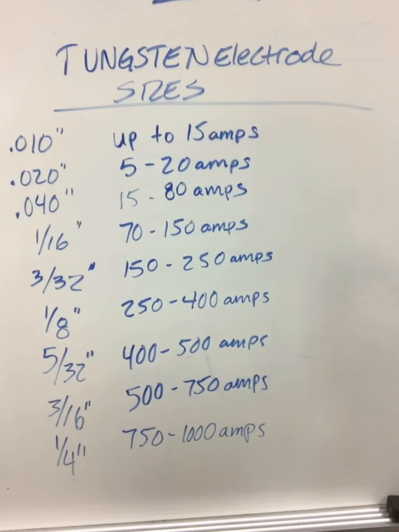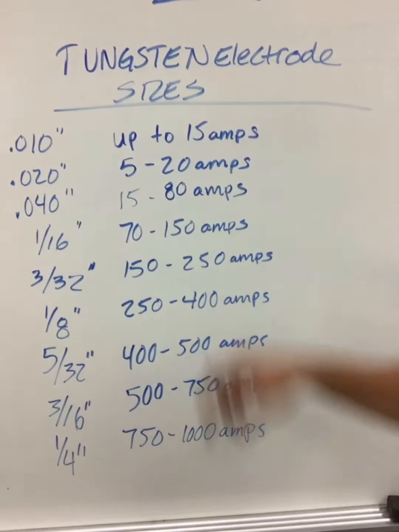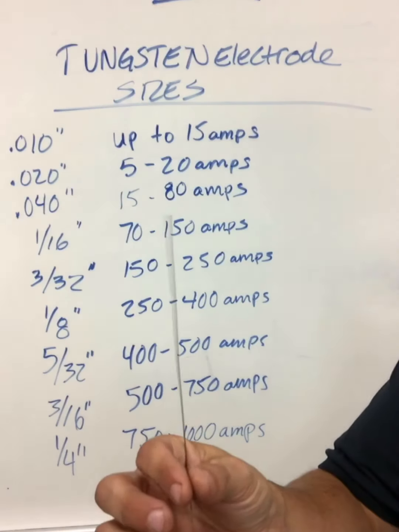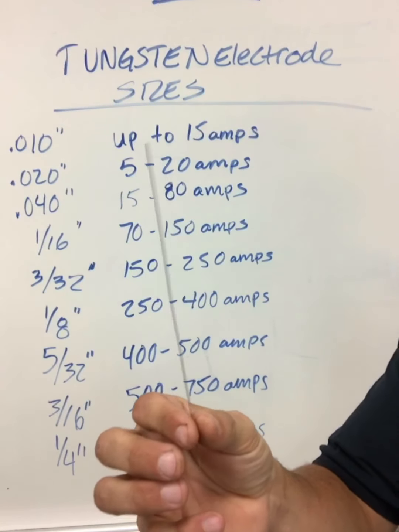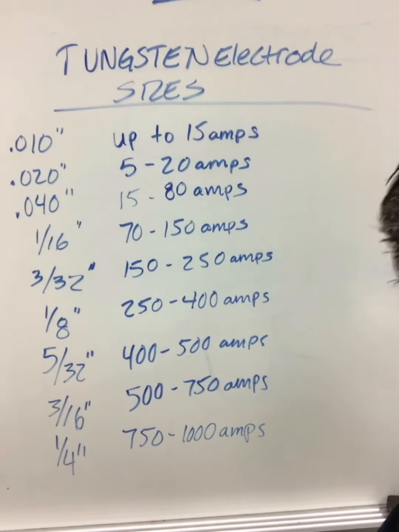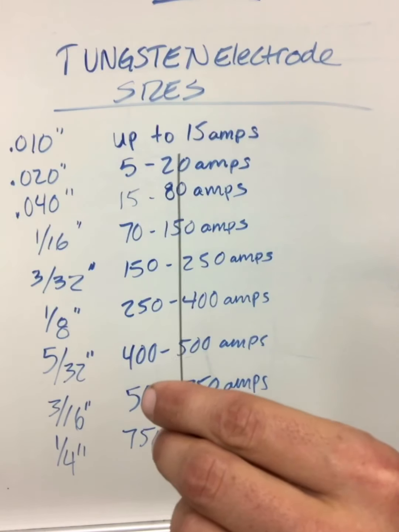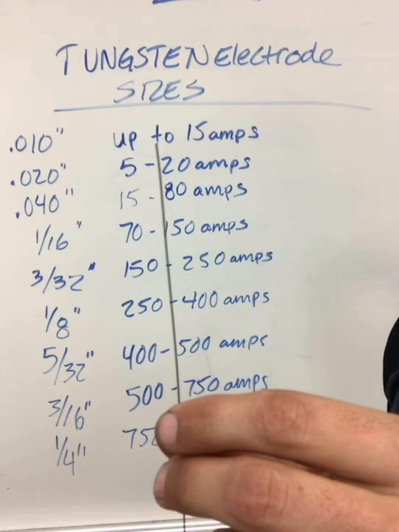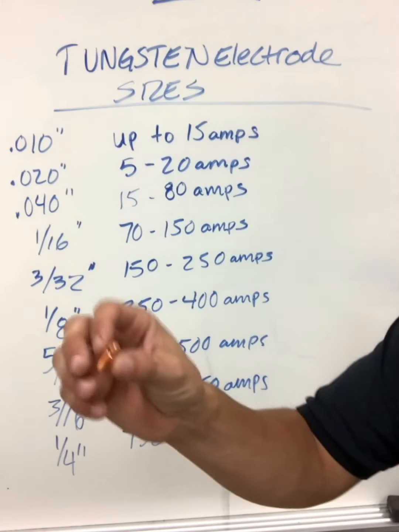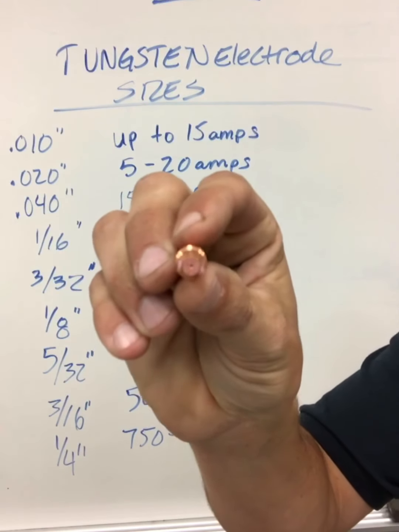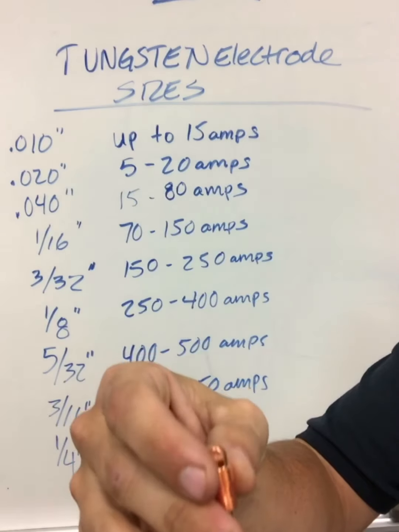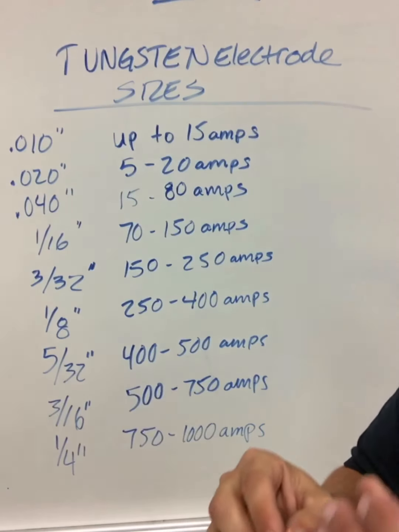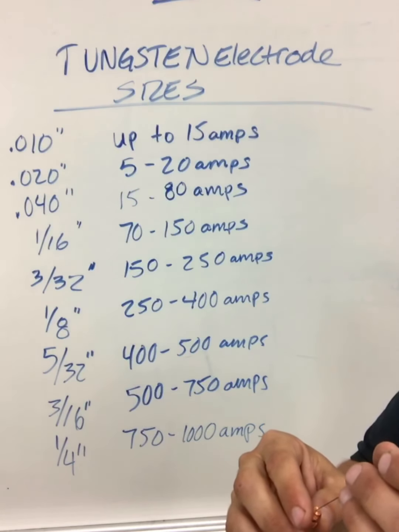Pretty thin stuff. 0.020 is 5 to 20 amps. So hey, you have an example of that. That's a 0.020 electrode, which is hard to hang on to because it actually has got a little bit of a bend to it. Always afraid I'm going to snap it. You need to have a collet body that actually fits and a collet for a 0.020, which is very tiny.